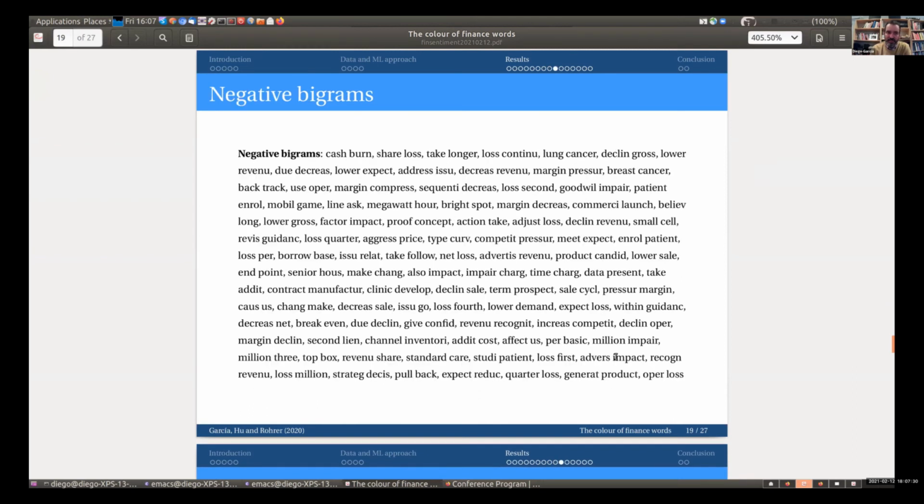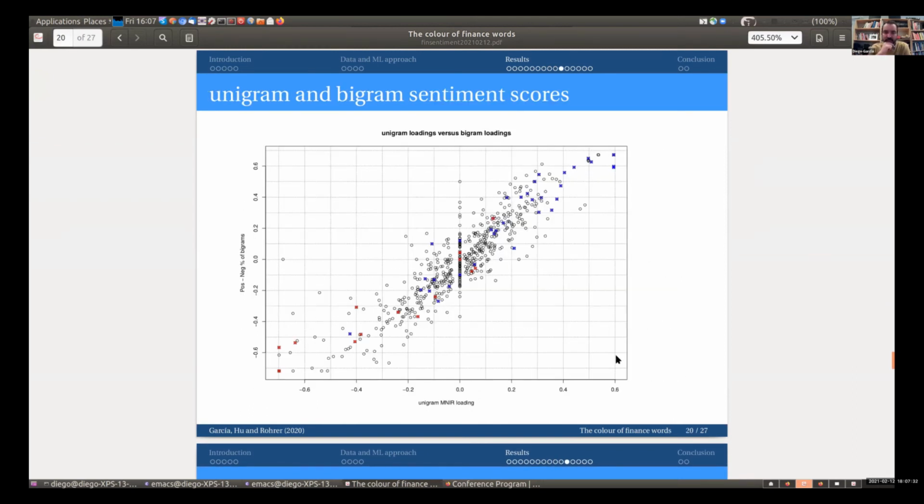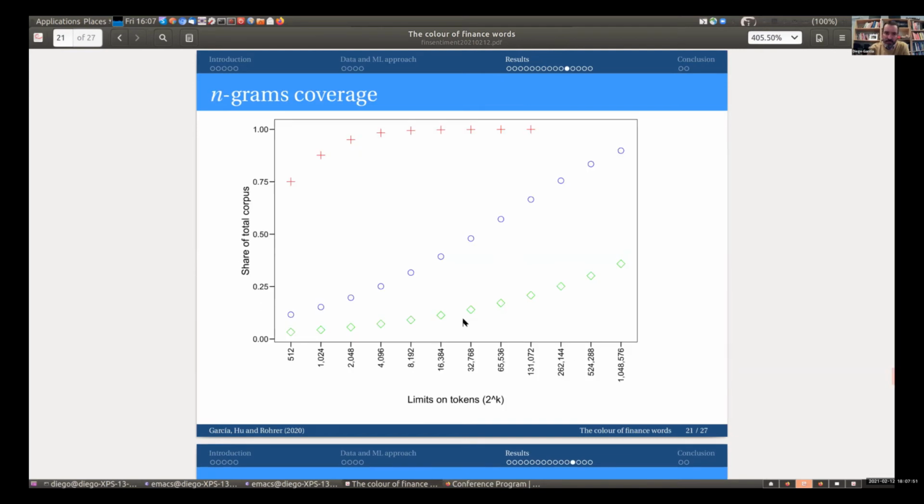I have a list of positive and negative bigrams here that I'm going to skip. And this graph is going to take a little bit too long to explain. It's trying to get at how the unigram fit does not capture the color that bigrams give you. Bigrams can actually disambiguate these tokens a lot better.